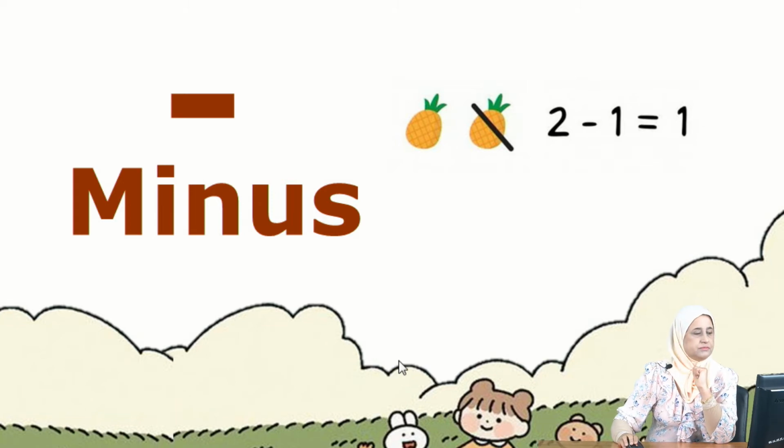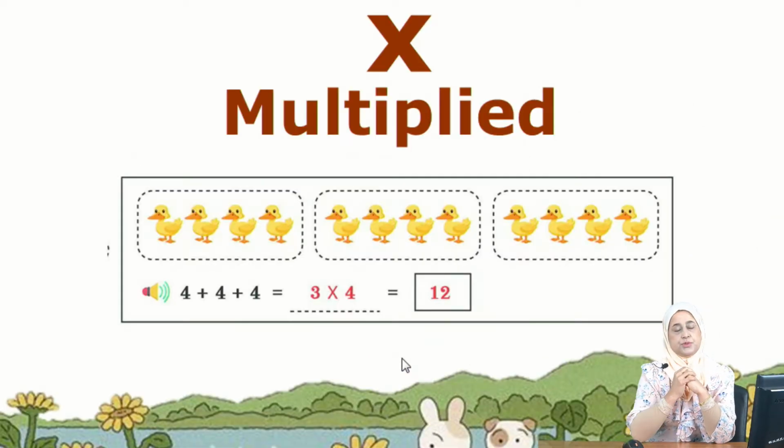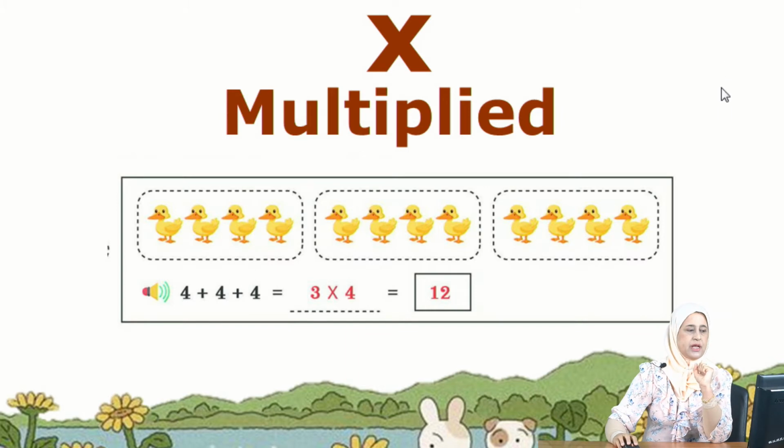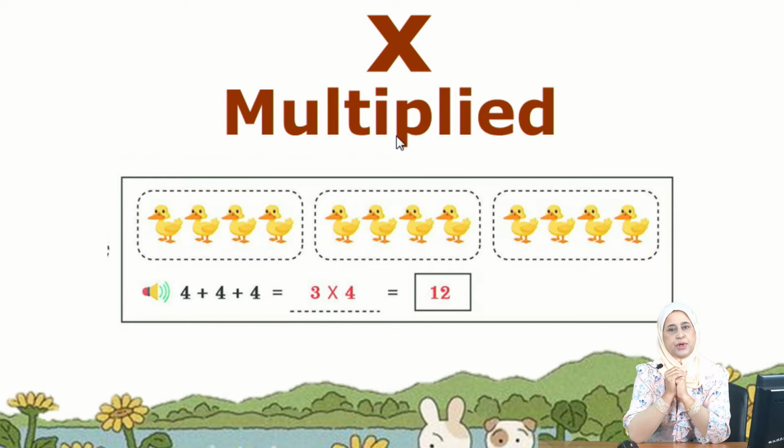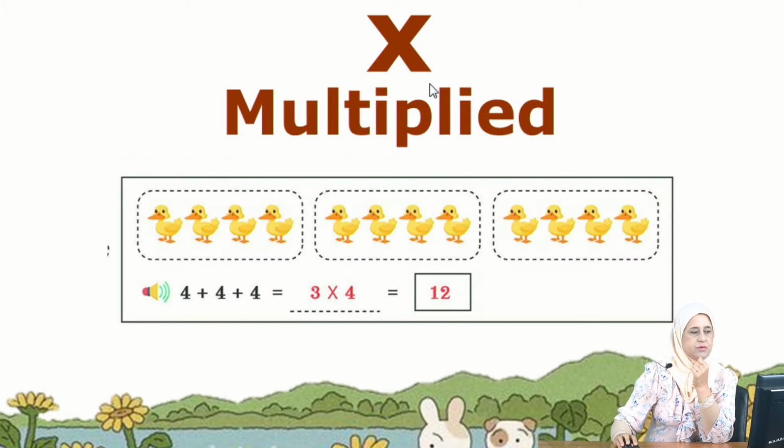The next one, multiply. Students, multiply, students are very young, but when you go to Pathom, you will learn this one, multiply. Students, Teacher BB is going to spell it. M-U-L-T-I-P-L-I-E-D. Multiply. Students, multiply is like a cross symbol. Can you see the cross symbol? This is multiply. How do we say multiply?